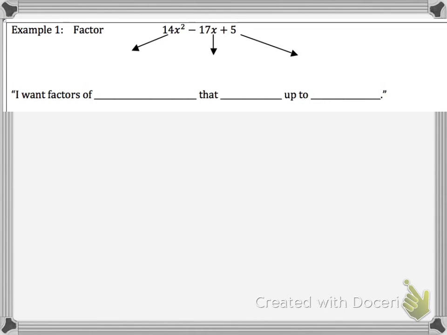So in example 1, I want to clarify some vocabulary for you. So that 14x squared, that is the quadratic term. And that 17x is the linear term. And as you know already, the plain 5, that is what we refer to as the constant term.